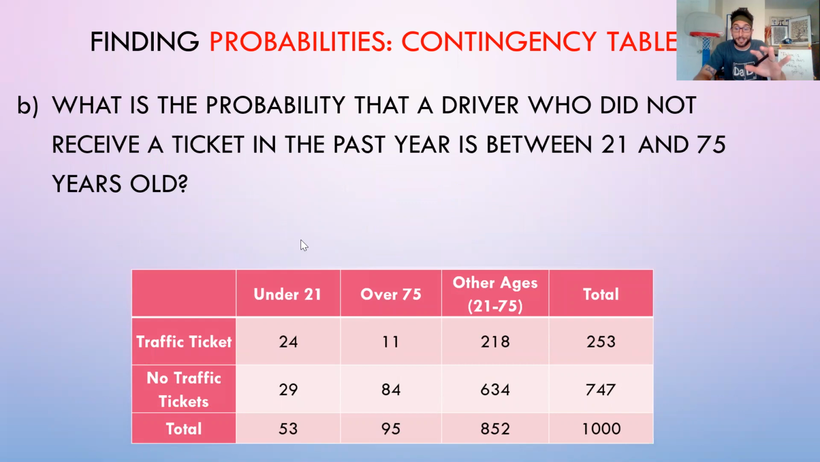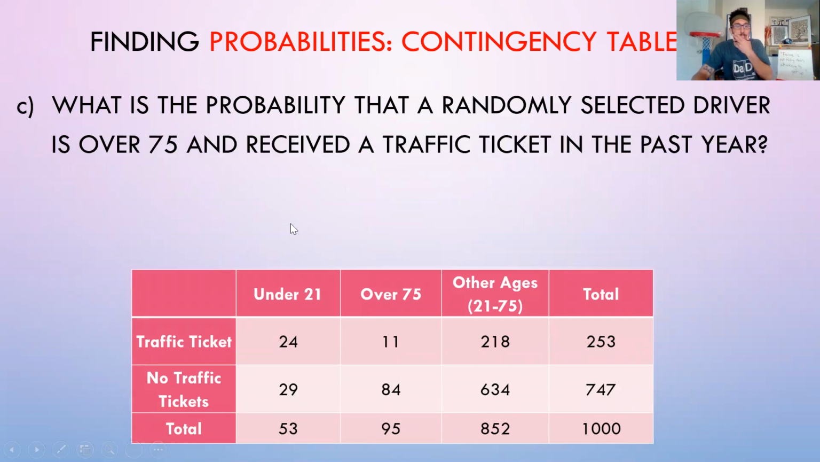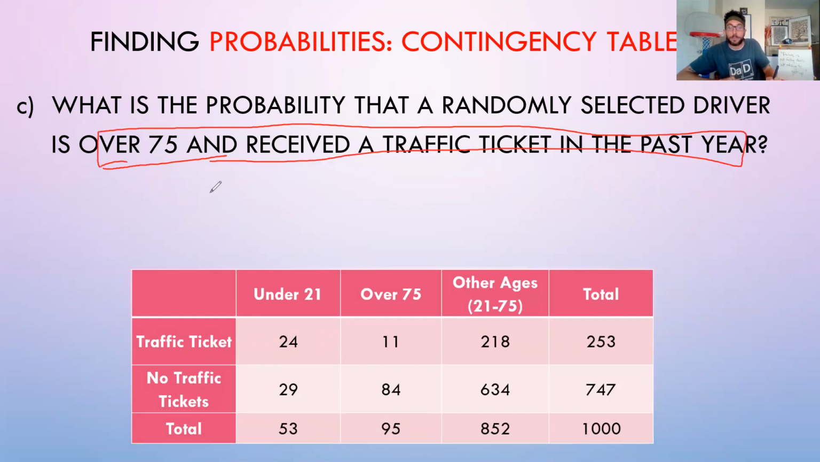All right. Moving on, let's see what we got next. So it's all about reading carefully as you're looking for some of these on your summer assignment. So C, what's the probability a randomly selected driver is over 75 and received a ticket in the past year? So here, now we need somebody who's over 75 and got a ticket in the past year. So first off, how many people meet that criteria, are over 75 and got a ticket in the past year? That refers to these 11 people right here, right? These 11 people are the only people who are over 75 and got a ticket last year.